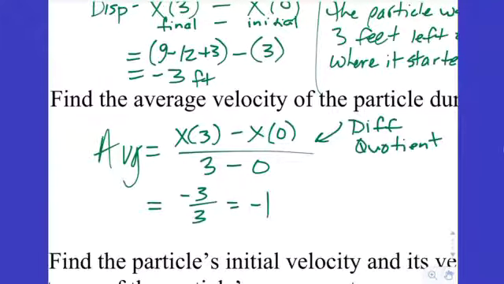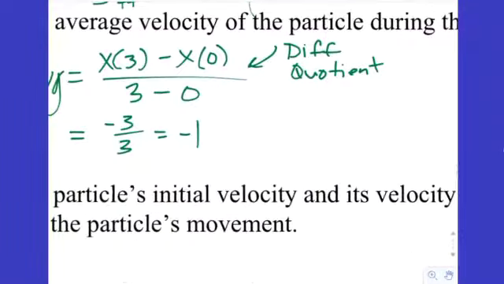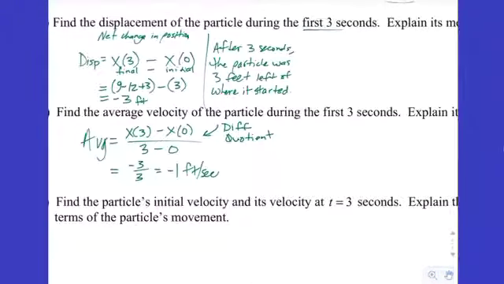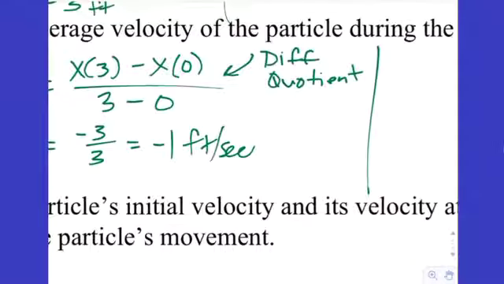Now what are the units? Yeah, feet per second, I guess, because the top is units of feet, the bottom is time, which is in seconds. So that's feet per second. And now to interpret it, what does the negative mean? Yeah, was it going left the whole time necessarily? No, it just averaged 1 unit to the left, feet per second.